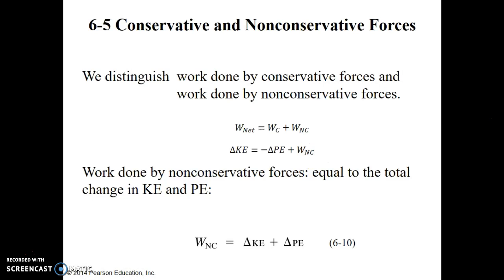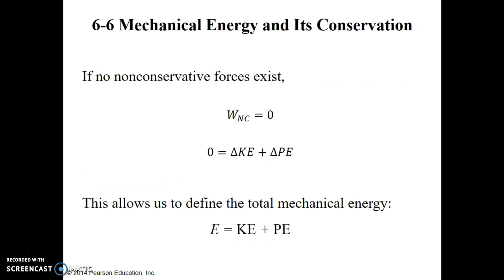But now, if we solve for the work done by non-conservative forces, that's going to be the total change in kinetic energy plus change in potential energy. And this is a very important equation. This is going to be the basis for our conservation of energy laws. Let's assume a nice ideal circumstance where there is no non-conservative force. So non-conservative work would equal 0. So our equation that we just showed in the last slide becomes that 0 is equal to the change of kinetic energy plus the change of potential energy.